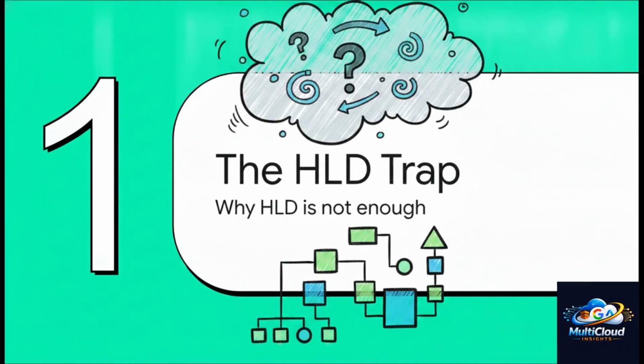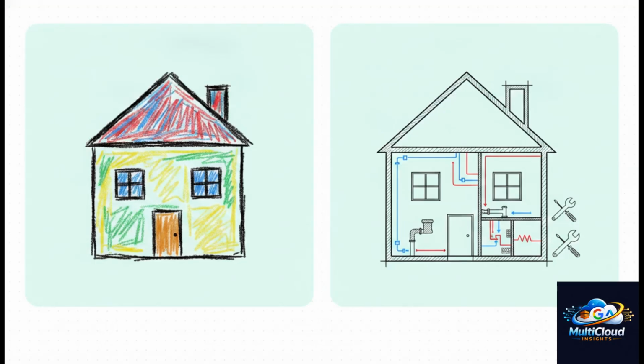All right, starting off with Section 1, the high-level design trap. Let's clarify why relying on just a high-level sketch is basically asking for trouble. This right here perfectly captures the issue. A high-level design, or HLD, really only gives you the broad strokes of what you're building. It's great for saying, hey, we need a patient service and a billing service.